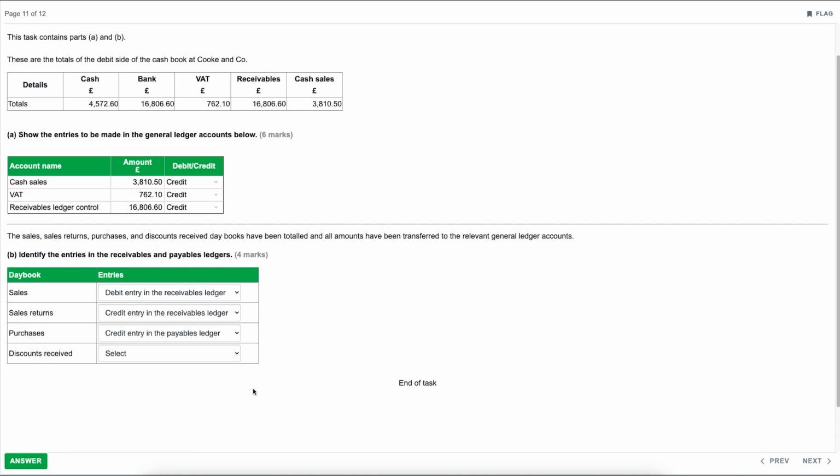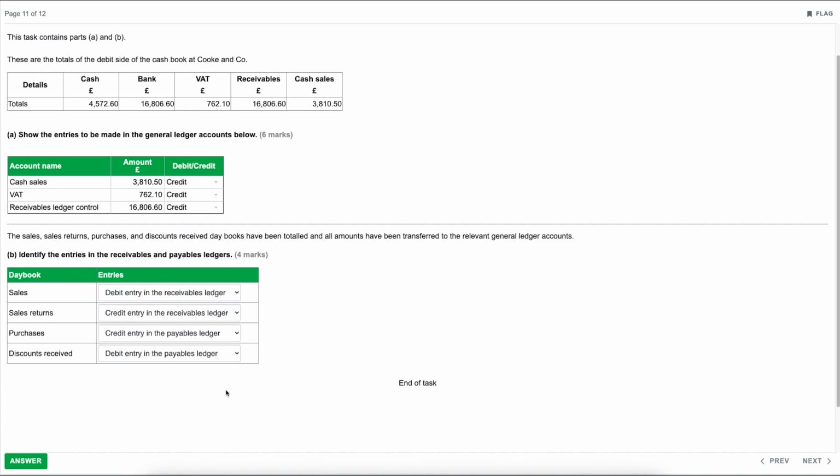The more we buy on credit, the more we would credit the payables ledger control. However, anything that reduces that amount, so lowers the amount that we owe to our suppliers, would be a debit entry within the account. We lower the value of a liability account with a debit entry. So our discounts received, for example, where we're receiving a discount for paying early, would reduce the amount that we owe to our suppliers, and therefore would be a debit entry in our payables ledger.